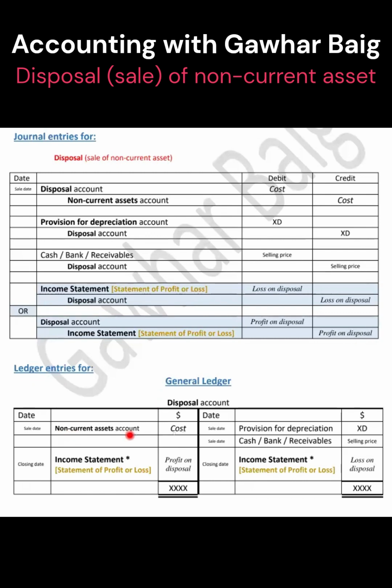As for the ledger entries, in the general ledger, in the disposal account, you have the non-current asset, the cost price. Then you have the provision for depreciation, the total depreciation of the asset sold. Then you have the selling price as cash, bank, or receivables price. Then if you have a loss, you record on the credit side, income statement, statement of profit or loss, the loss on disposal. Or if you have a profit on disposal, then you write on the debit side, statement of profit or loss, the profit on disposal.